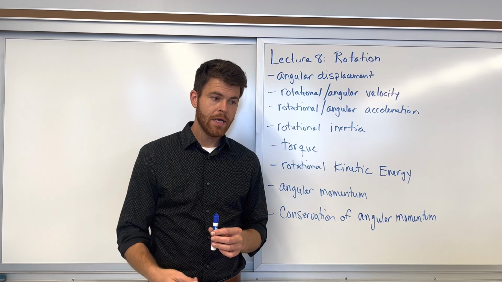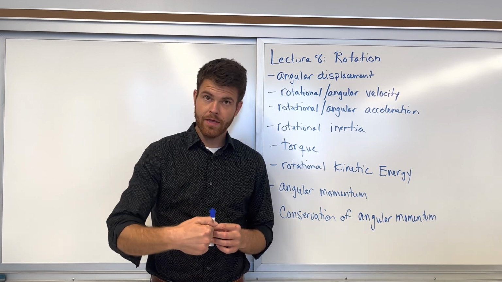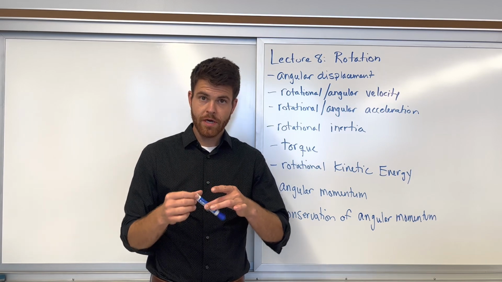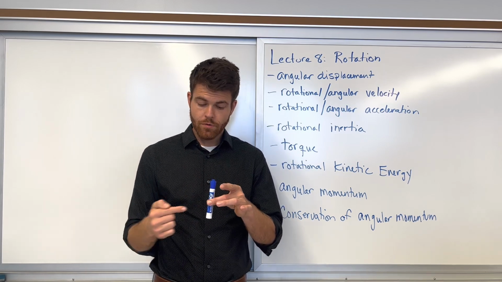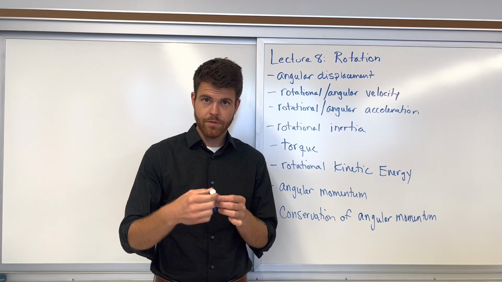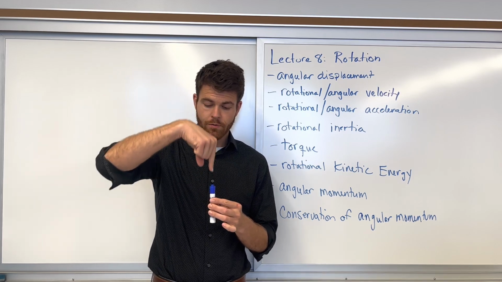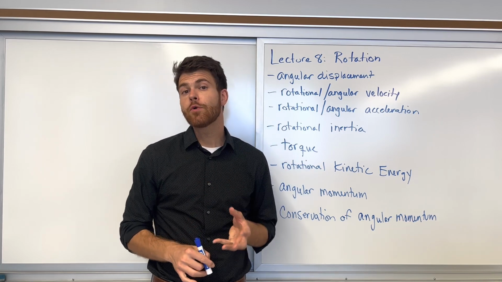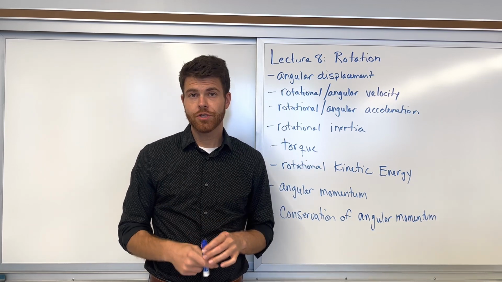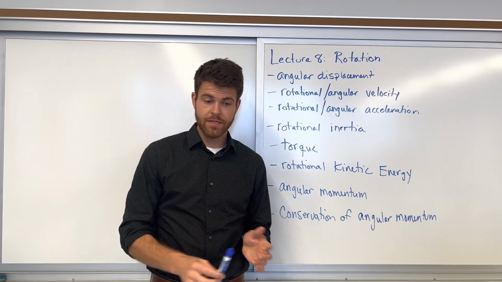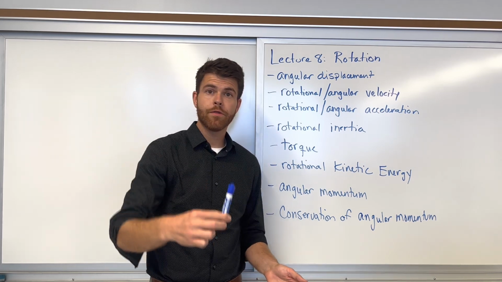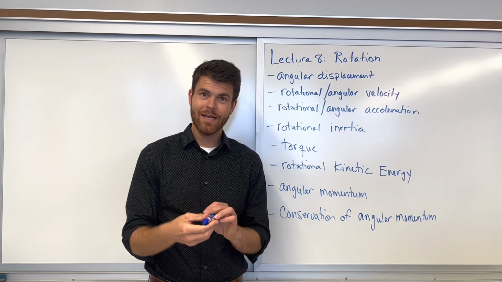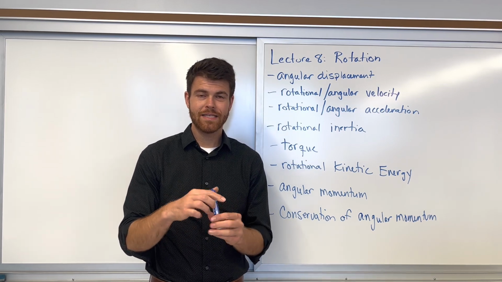So an object can rotate about the axis that's running this way, so an object can rotate this way. The object can rotate about this axis, so it can rotate this way. And finally, an object can rotate about this axis, so it can rotate that way. So there's 3 degrees of freedom when it comes to rotation too. And just like in translation, where an object can be moving in all 3 directions at the same time, an object can be rotating about all 3 axes at the same time.